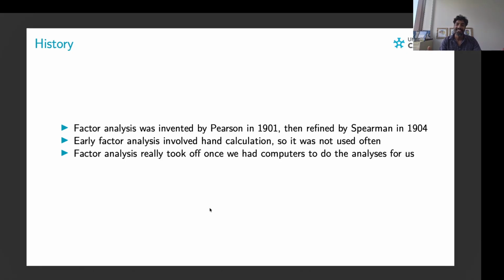There are computers now, so there's no need to do it by hand, even though it can be done. But it showcases why factor analysis is so widely used, particularly after the 80s. It's because computers were available to be used to conduct this type of analysis.